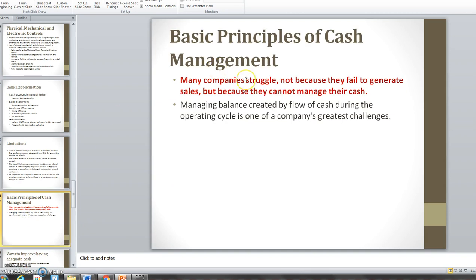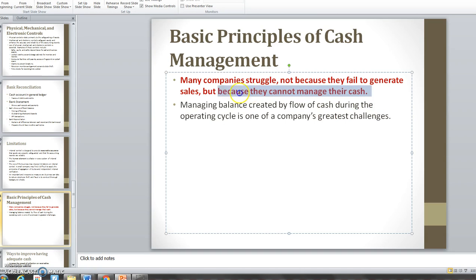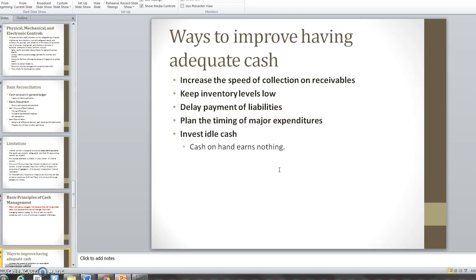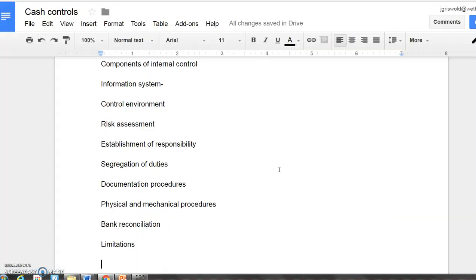This is important. That's why it's in red. Many companies struggle, not because they fail to generate sales, but because they cannot manage their cash. You have to manage your cash, and that's a great challenge. So take this statement, put it in your notes. And last, improving cash controls.